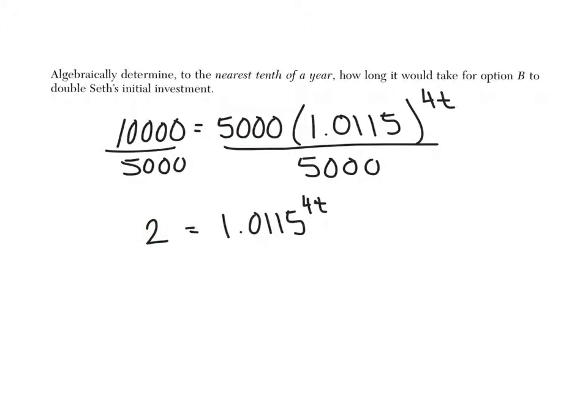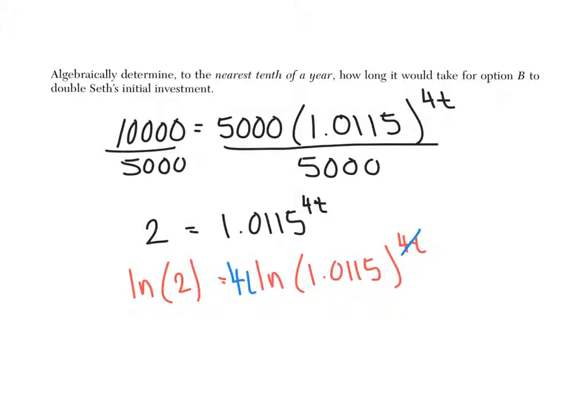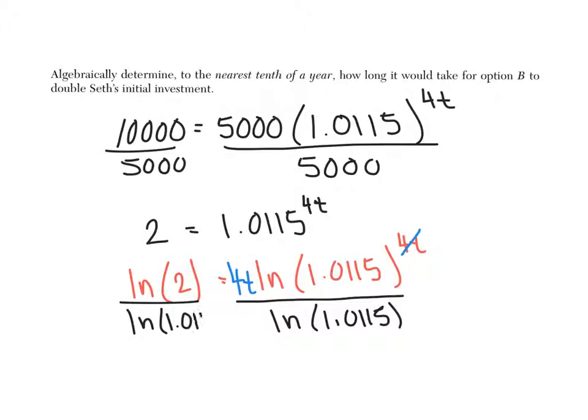At this stage of the game, I'm going to go ahead and take the natural log of both sides. And so it's going to be the natural log of 2 equals the natural log of 1.0115 raised to the 4t. I'm going to take advantage of my log properties that say this exponent can get repositioned and moved down here in the coefficient slot. I'm going to divide both sides by the natural log of 1.0115.